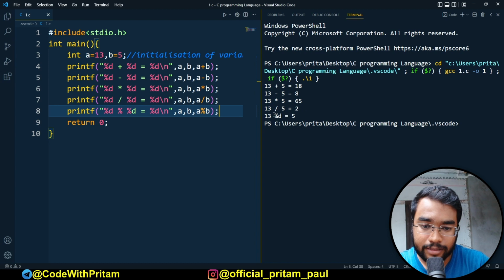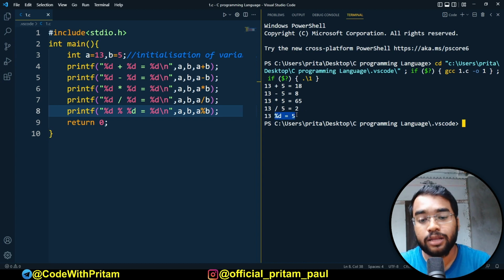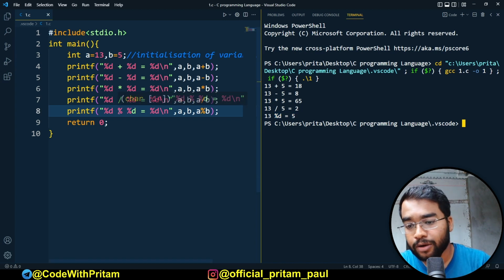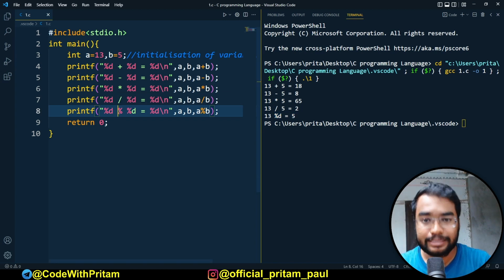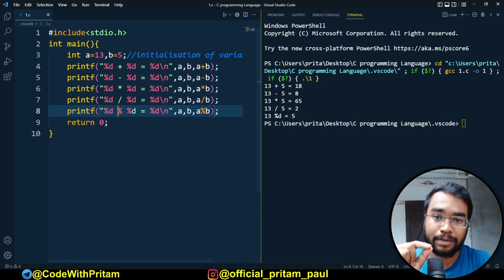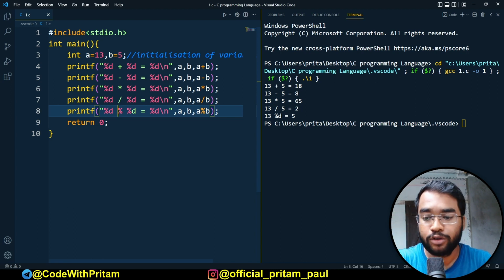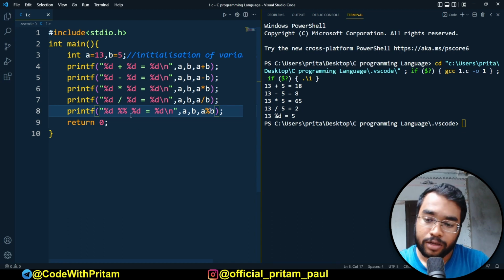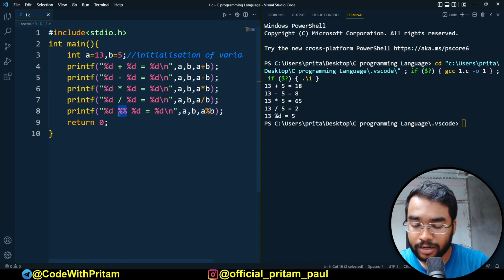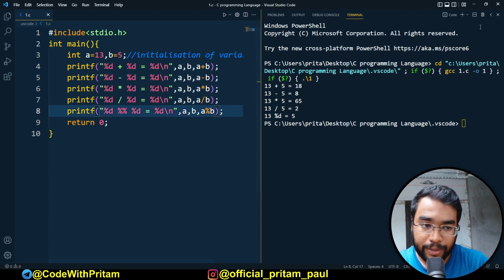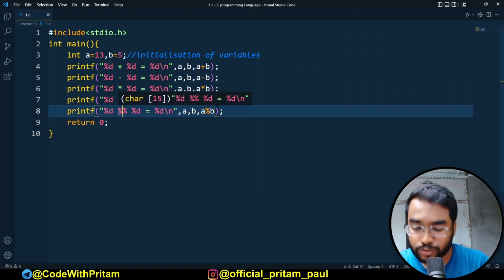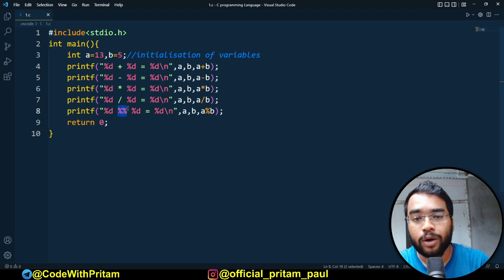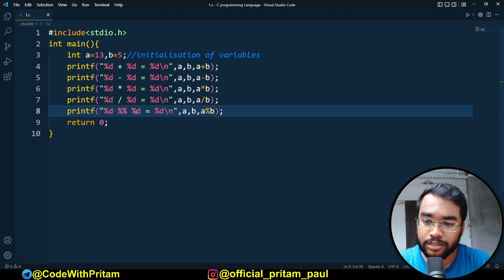You can see that there is an error in the output screen, where it is printing 13 %d, because we can't print a percent sign by putting one single percent sign. That's why we need to put another one. This is also another escape sequence, so the compiler will understand that it has to print one percent sign here. Now let's run it.